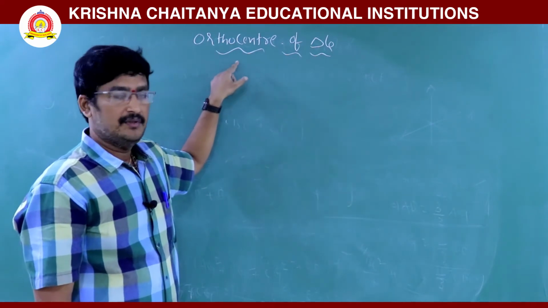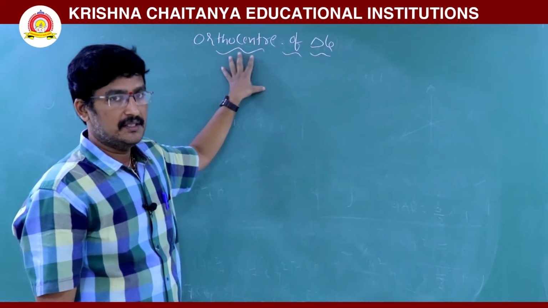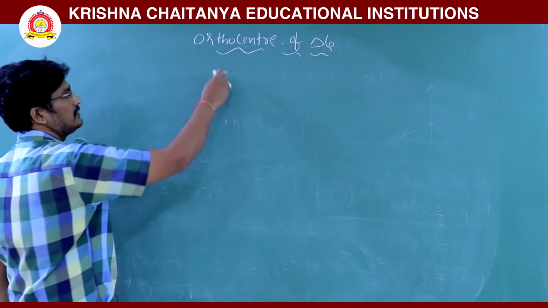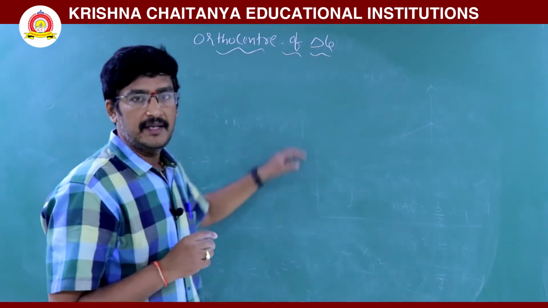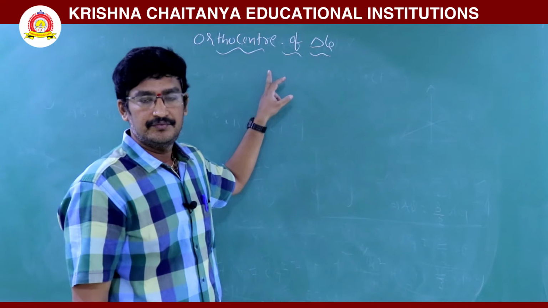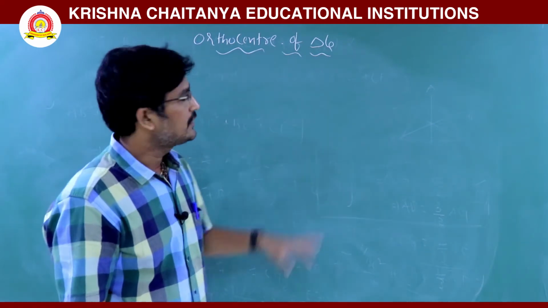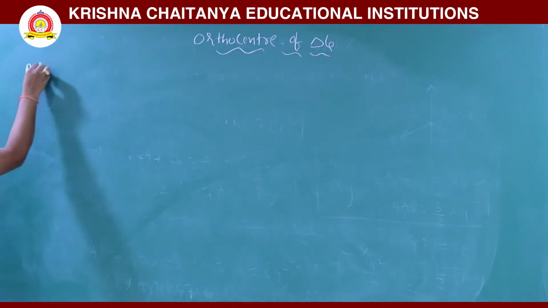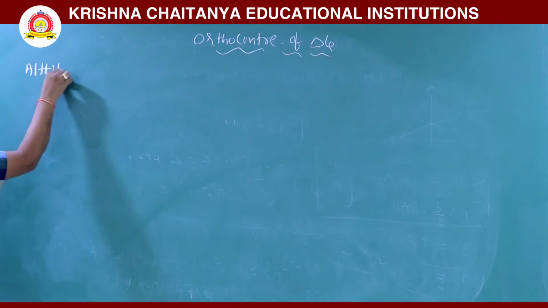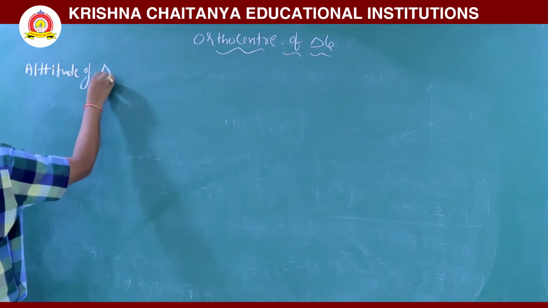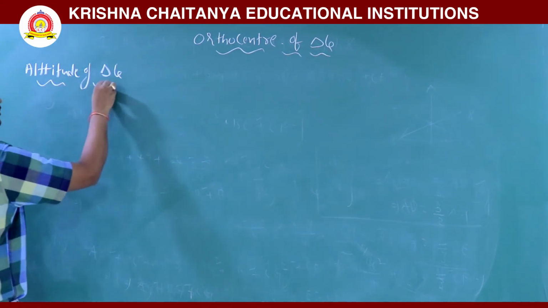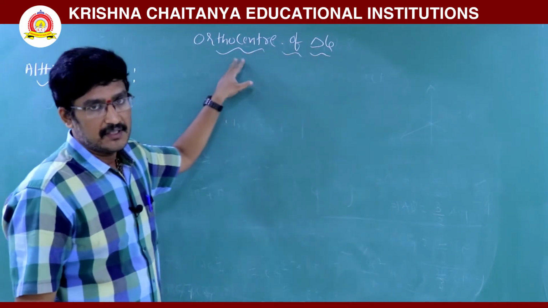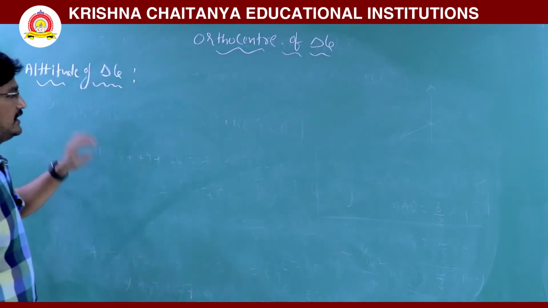Before we give the explanation of orthocenter of the triangle, first you have to learn what an altitude is. Altitude of a triangle, first you have to know. After that I will give the definition of orthocenter of the triangle. First you have to learn this one, altitude of the triangle.